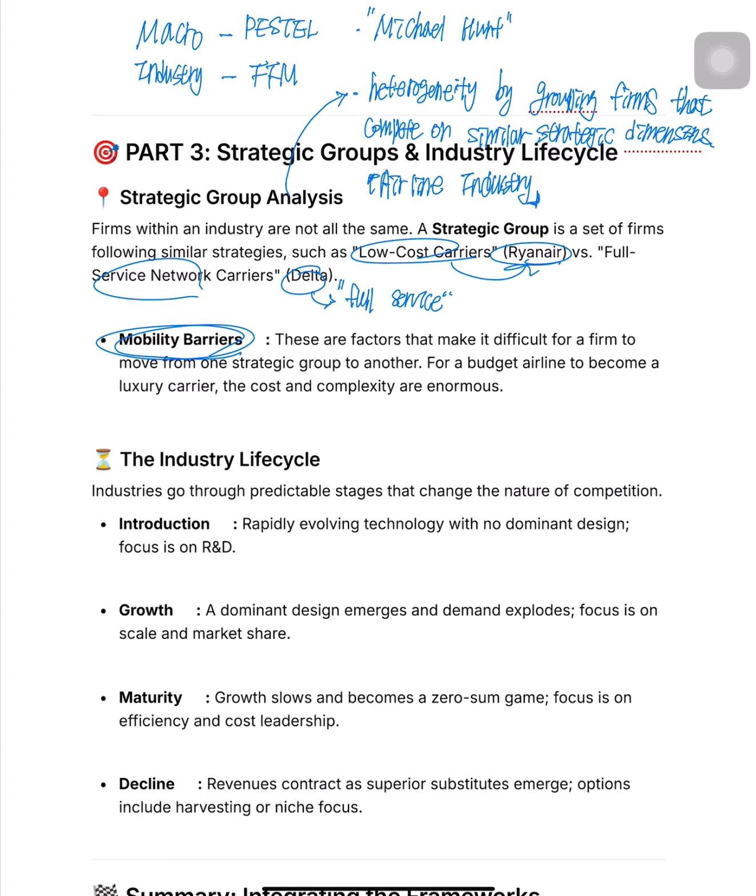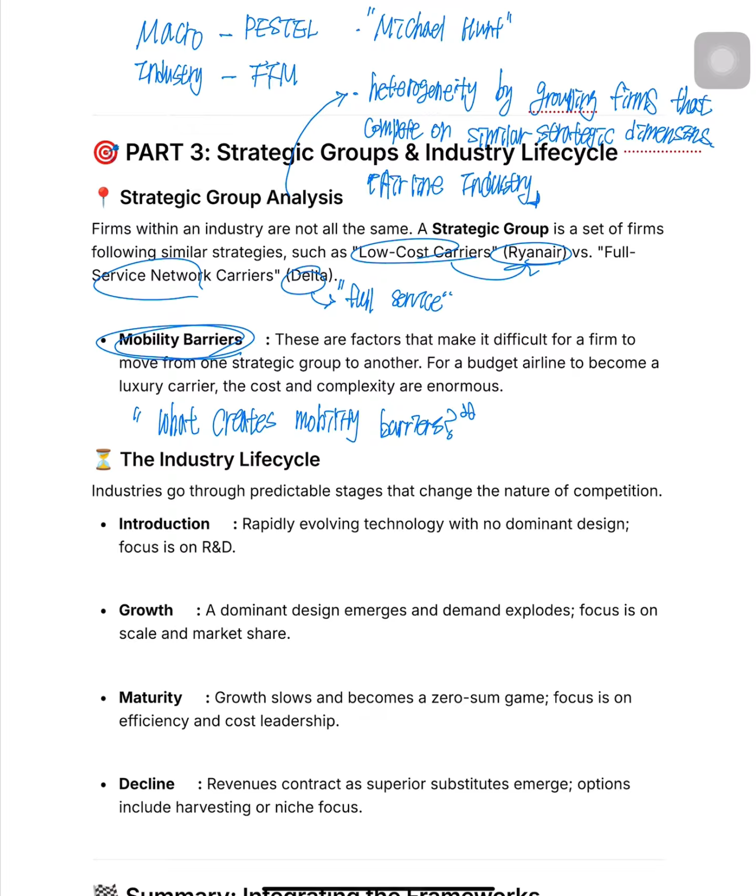So what creates mobility barriers? Think about this question, everyone. What creates mobility barriers? There are many of the same things that create entry barriers: specialized assets and capabilities, brand identity, customer relationships, economies of scale specific to a particular strategic position, and so on.